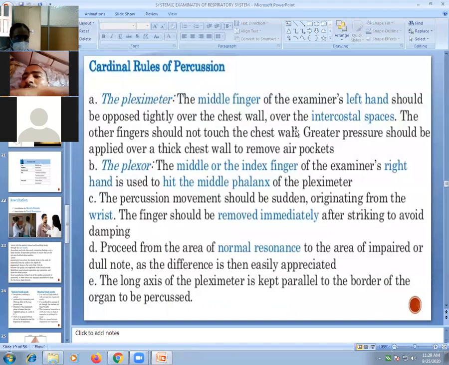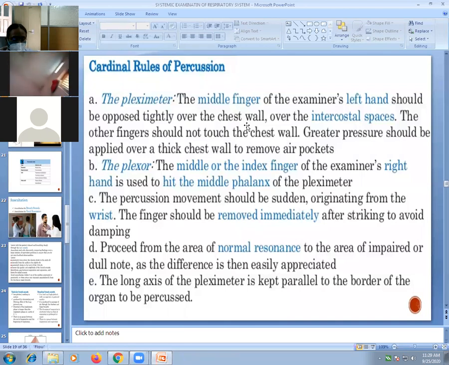Now what is the method of percussion? The pleximeter. Pleximeter means the middle finger of the examiner's left hand. The middle finger of left hand should be opposed tightly over the chest wall, over the intercostal spaces. Your finger should be in the intercostal spaces, not over the bone. Because if you tap over the bone, automatically it will be dull. So tapping over the bone gives a stony dull note. Tapping over soft tissue gives a dull note.